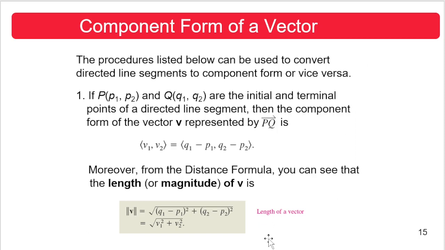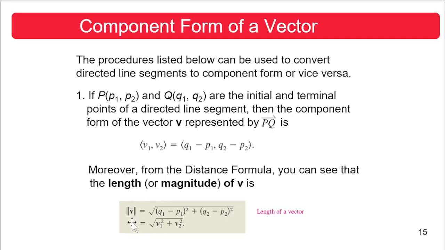The procedure listed below can be used to convert directed line segments to component form or vice versa. If the initial point and the terminal point of the given vector are given, then the component form of the vector B represented by this vector from P to Q is defined using this equation. The vector with components b1, b2 is equal to the difference between the x coordinates of Q and P, so you have q1 minus p1, and the y coordinates of Q and P, which is q2 minus p2. Moreover, to find the distance of this vector B, we make use of this formula.